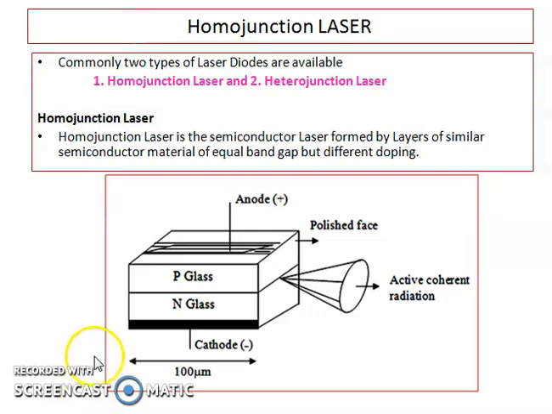Now, here in the construction diagram we can find that the p-type and n-type materials are made up of semiconductor material of equal band gap energy, and the emitted light is all coming along this direction, and it has a coherent radiation because of the construction arrangement. The laser light is coming coherently along these directions.